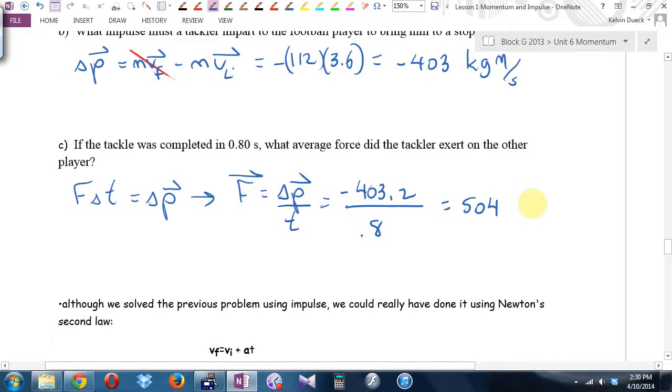Units, it's a force. Newtons. Sorry? Oh, negative. Why negative? Because the force is being applied in the opposite direction that the initial runner was going. Oh yeah, which makes sense.